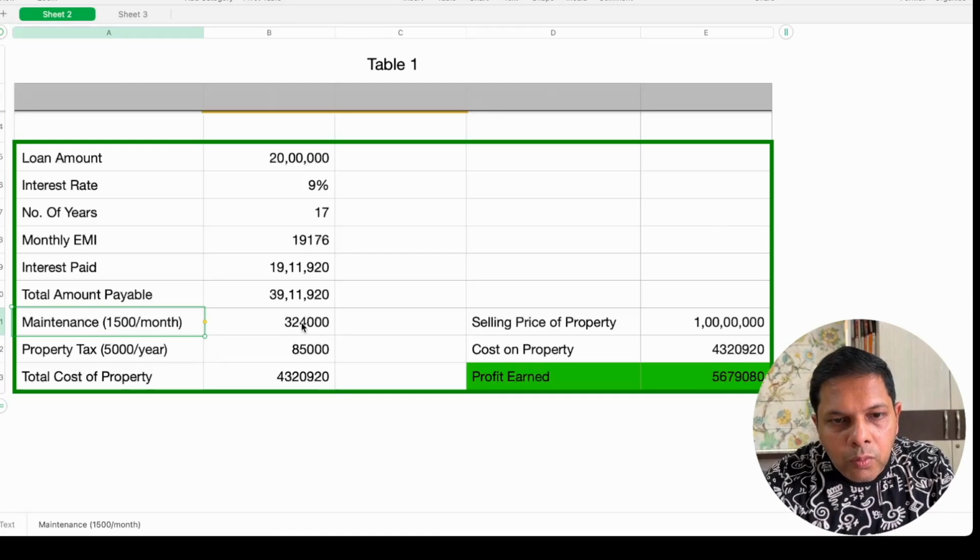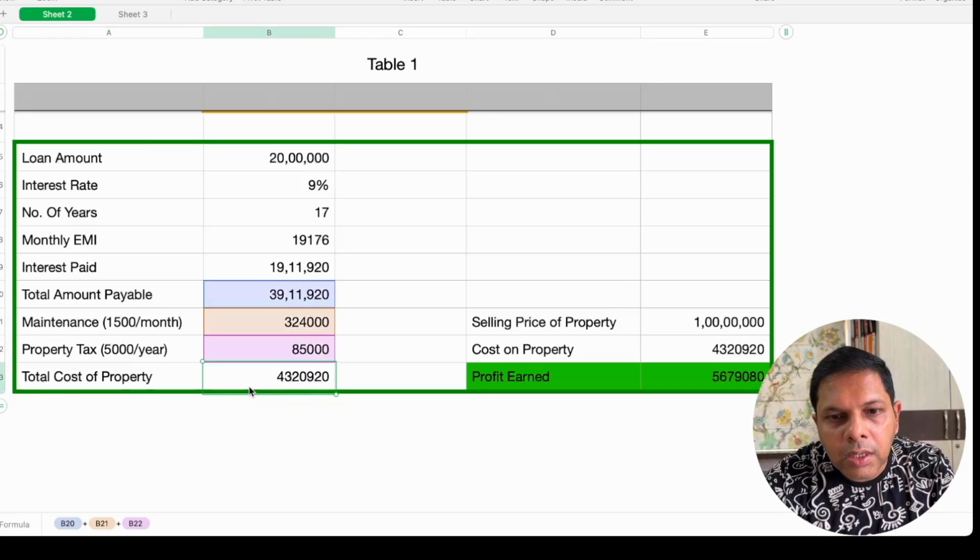So if I include both of them for the 17 year period, then the total cost of the property comes to around 43 lakh 20,000 rupees, right? So this is the number that gives you the view.